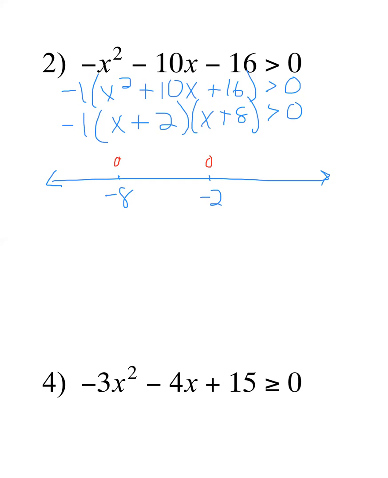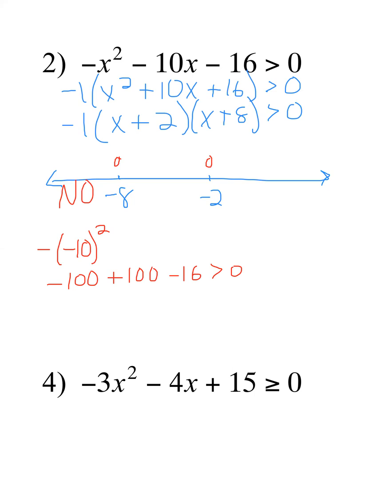Okay, now let's just test some numbers. So why don't I try -10? If I plug it in, -10 squared is 100, but then you take the opposite, so that would be -100. And then -10 times -10 is now +100, so those two just cancel out. And then a -16, is that greater than 0? No, it is not. So this region is not part of my solution, okay?